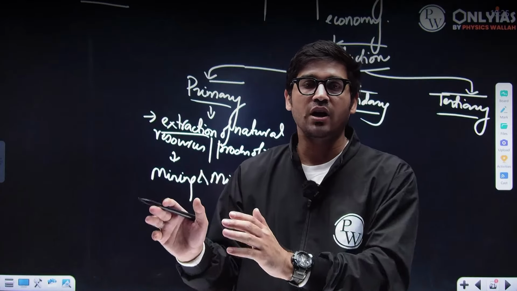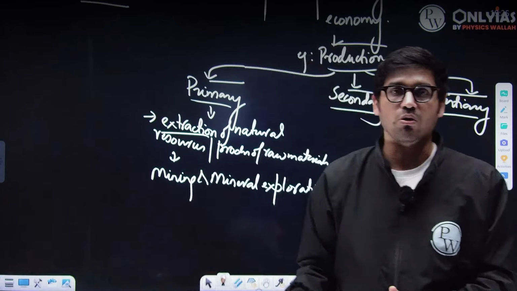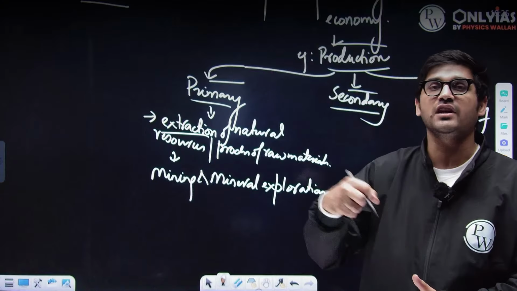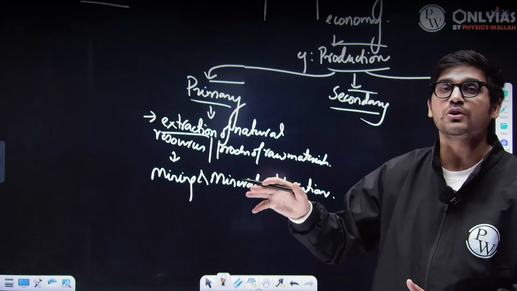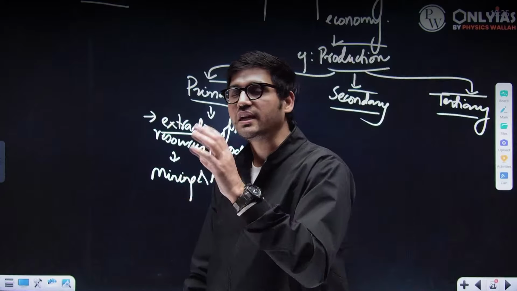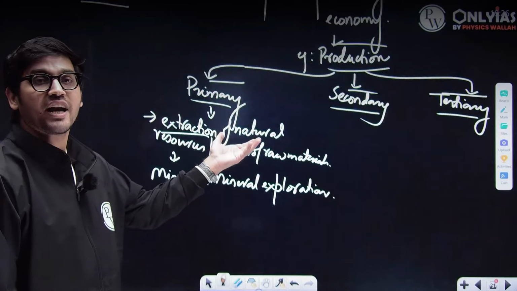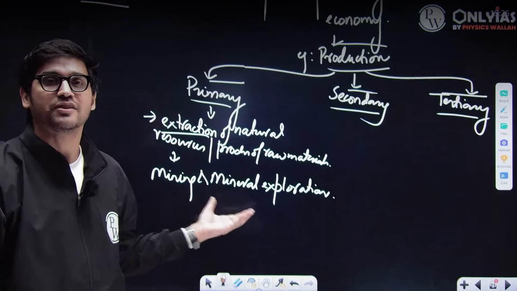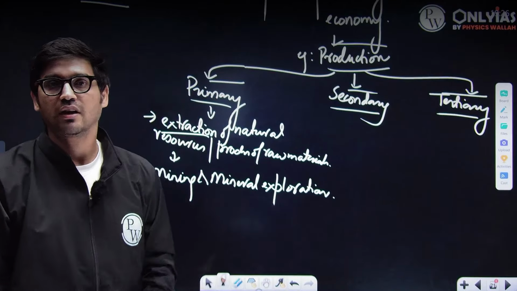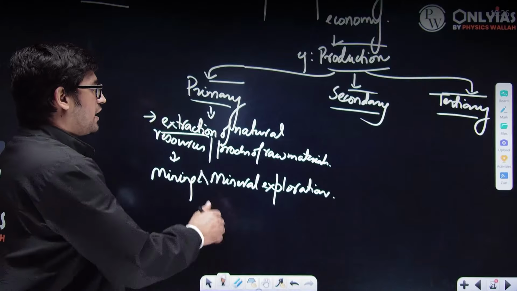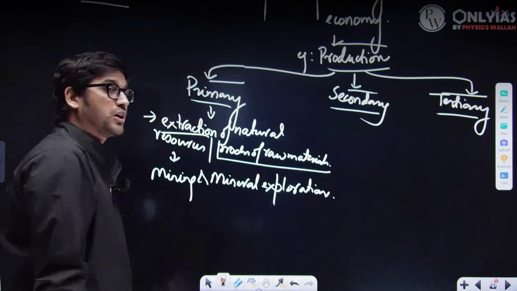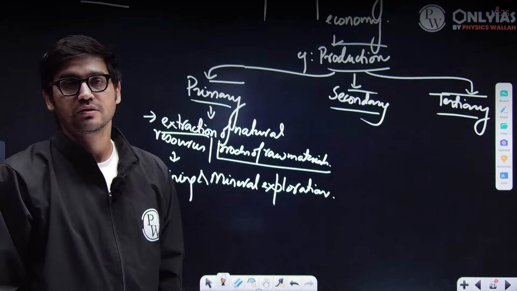Somebody has to go and extract iron ore, and from iron ore we will extract iron, and then we will use iron to make steel and other alloys. What do we do to extract natural resources? We mine natural resources out of the Mother Earth. Or it deals in the production of raw materials.